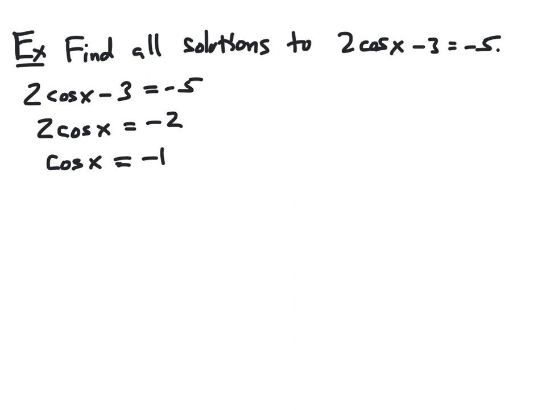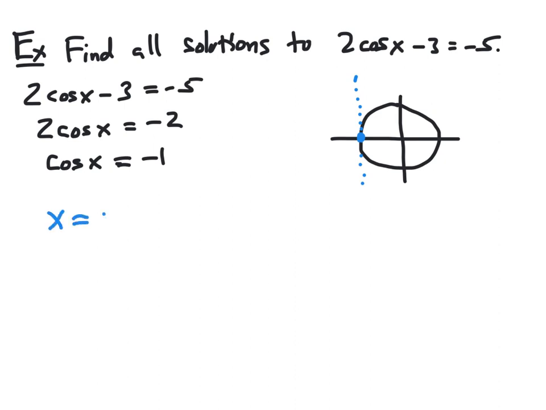If we use a unit circle here to guide us, as we've done in the past, we're going to look for cosine of x, which is the x-coordinate of our point on the unit circle, and we want to know when that is equal to negative 1. Well, this point over here is the only point on the unit circle with a cosine value of negative 1. So in fact, there's only one solution between 0 and 2 pi for this particular equation, and that is x equals pi.